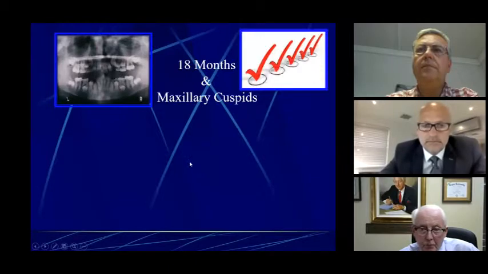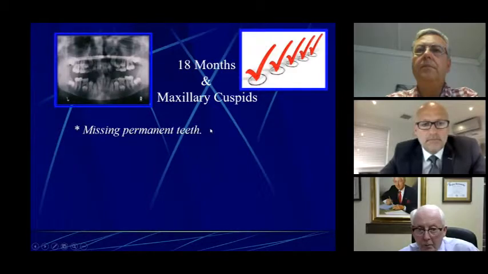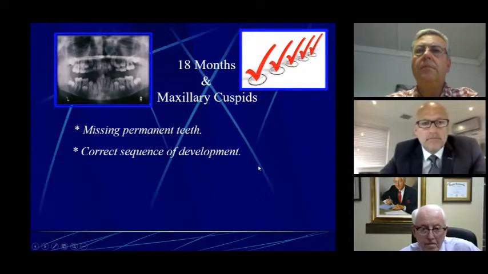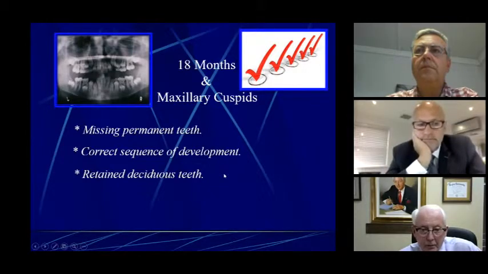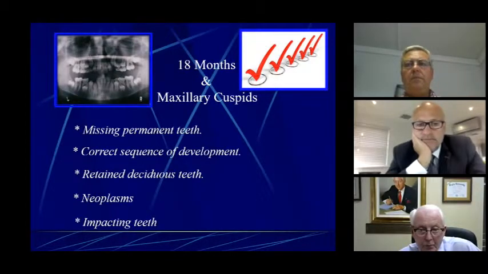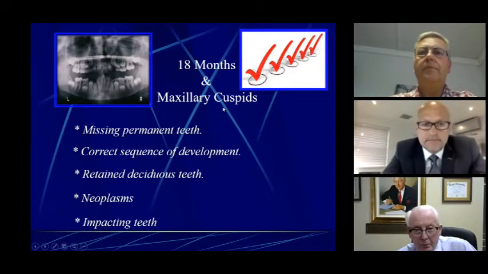So my little checklist for children on the panoramic radiograph, I want to be sure of all the permanent teeth, be sure I don't have any congenitally missing teeth like second bicuspids, correct sequence of developing, so things should be happening in the correct sequence, not necessarily chronologically. I want to check for retained deciduous teeth. That causes the underlying teeth to rotate. Check for neoplasms, impacted teeth, and that's how I want to be sure I know exactly where those maxillary cuspids are. So those are two things I do a little bit different on the mixed dentition patient than I do on the permanent.